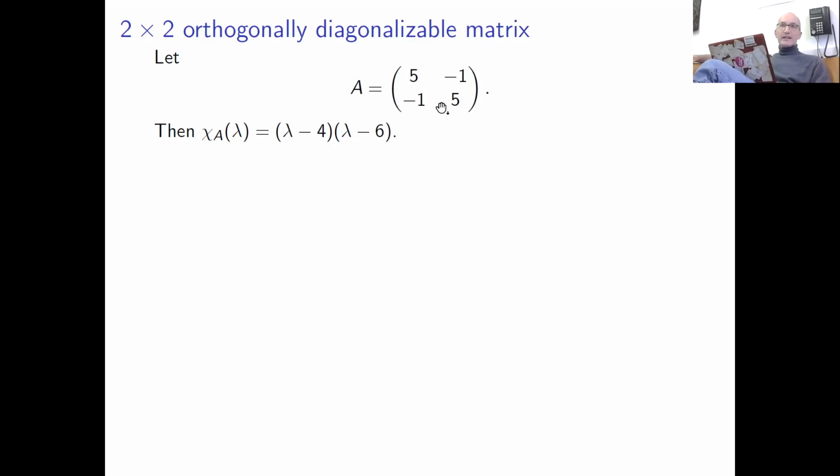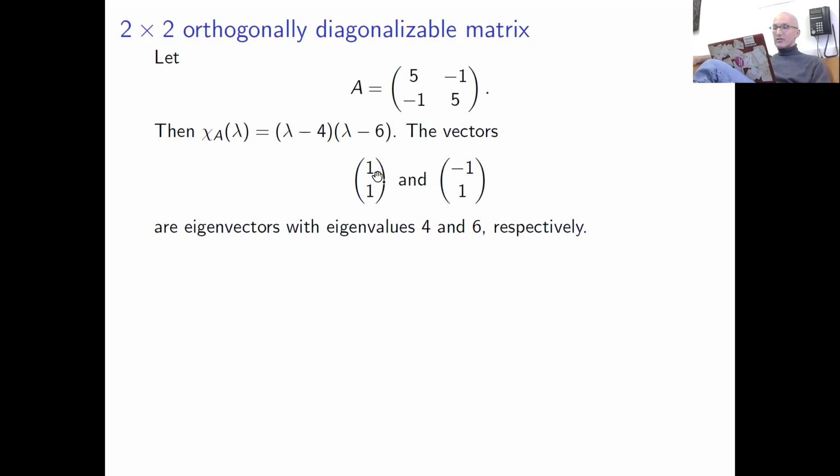In order to orthogonally diagonalize this matrix, first, you need to follow the same steps as usual diagonalization. First step, find the characteristic polynomial. You compute the characteristic polynomial. In this case, it's not very complicated. You can factor it immediately like this. So you deduce that the eigenvalues are 4 and 6. And then you find eigenvectors, which correspond to eigenvalues 4 and 6 respectively.